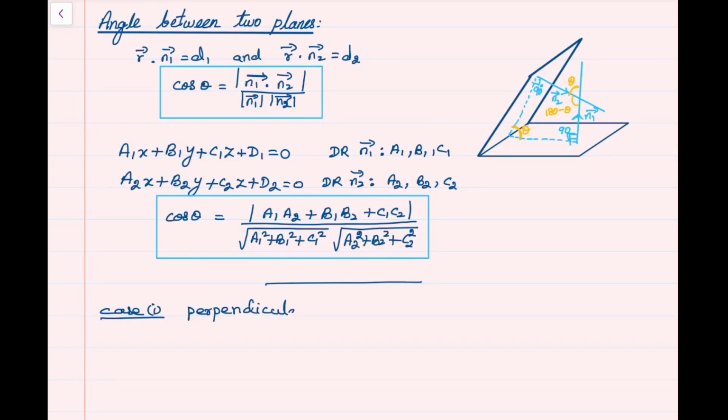If these two planes are perpendicular, then normals will be perpendicular to each other, and perpendicularity condition is dot product has to be 0. Therefore, a1 a2 plus b1 b2 plus c1 c2 will be 0.